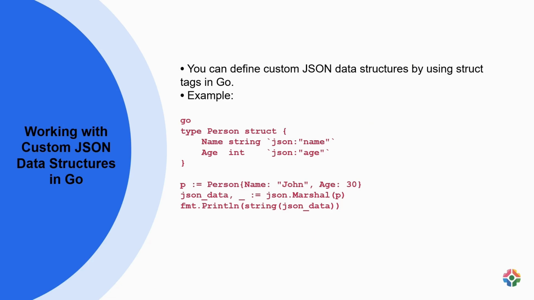This way, the name field will be represented as name in the JSON output, and the age field will be represented as age. For instance, if you create an instance of the person struct with name set to John and age set to 30, and then marshal this struct into JSON using json.Marshal, the resulting JSON output will be name, John, age, 30. By using struct tags in Go, you can easily customize the JSON representation of your data structures, making it convenient to work with JSON APIs or data exchange formats.